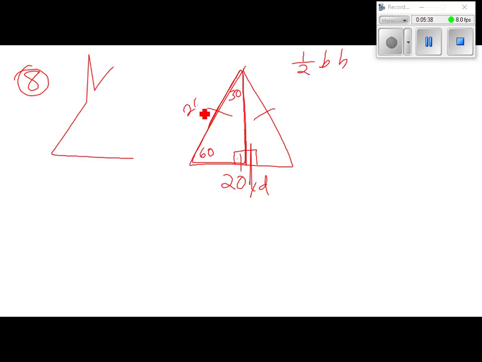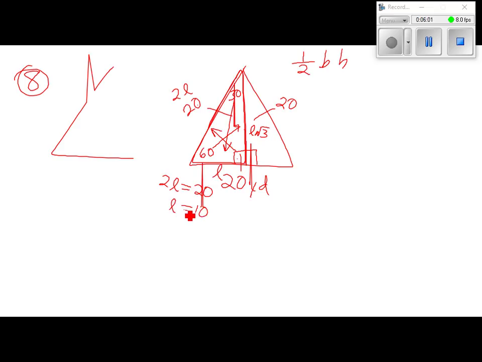It's 20. All right, this side? 20. In the 30, 60, 90, the side across from the 30-degree angle should be labeled what? L. Side across from the 60-degree angle? L radical 3. That's the height. That's what we're looking for, right? Side across from the right angle? 2L. So we got 2L equals what? 20. What's L equal then?